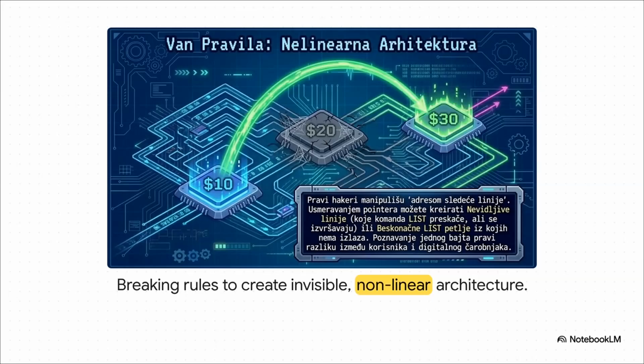You completely break the system's standard rules and create a non-linear architecture. By artificially changing those pointers, you can create invisible lines of code that the system executes, but the user can never even see when they type the list command. You can redirect the pointers backwards to create infinite loops with no exit. This isn't just using the computer anymore, this is digital wizardry. This is where changing a single byte elevates you from a standard user to a true architect.